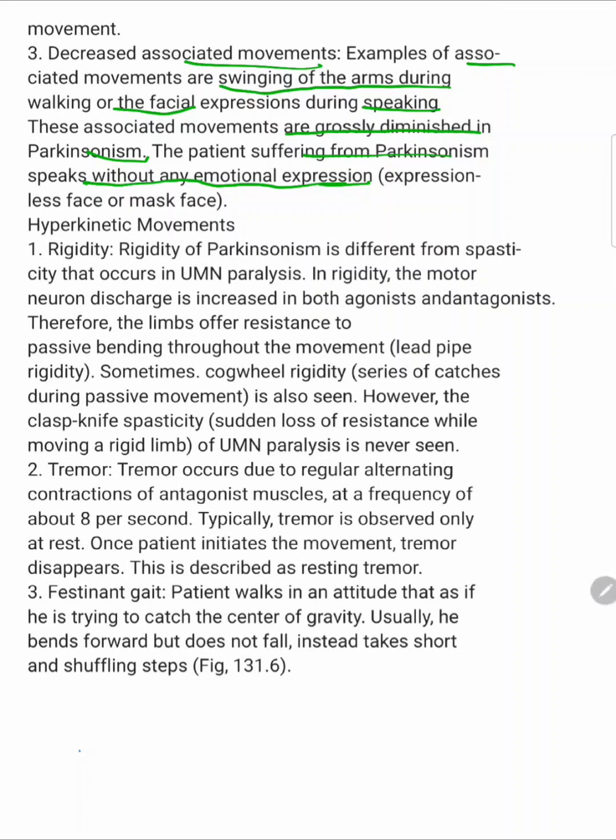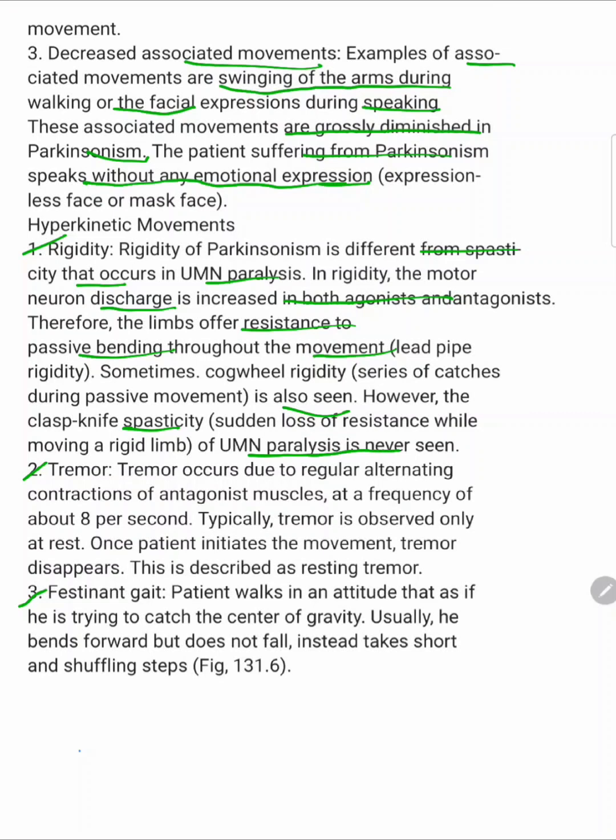Okay. Next, hyperkinetic movements: rigidity, tremor, and festinating gait. Rigidity of Parkinson's is different from spasticity that occurs in upper motor neuron paralysis. In rigidity, the motor neuron discharge is increased in both agonist and antagonist. Therefore, the limbs offer resistance to passive bending throughout the movement. Sometimes cogwheel rigidity is also seen. However, clasp-knife spasticity of upper motor neuron lesions is never seen.